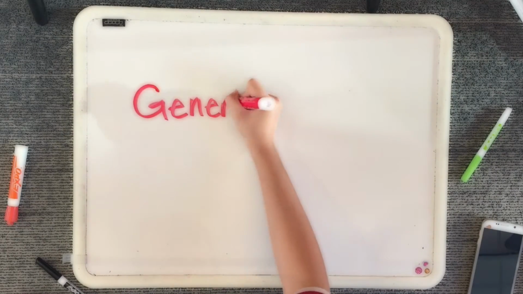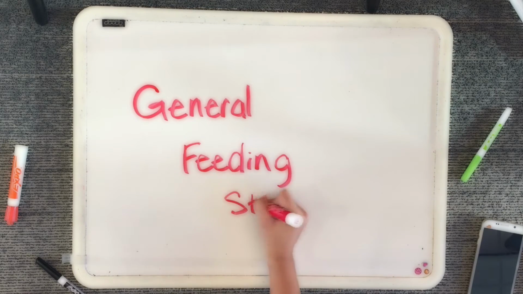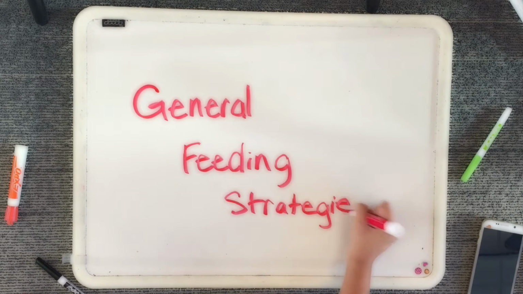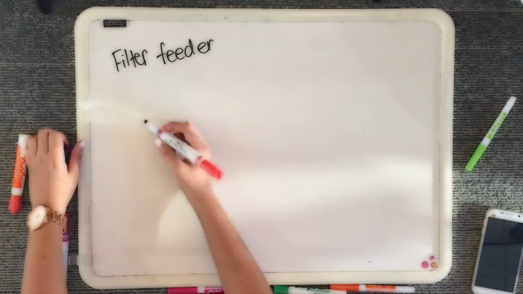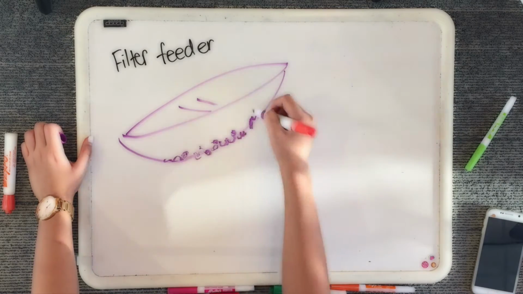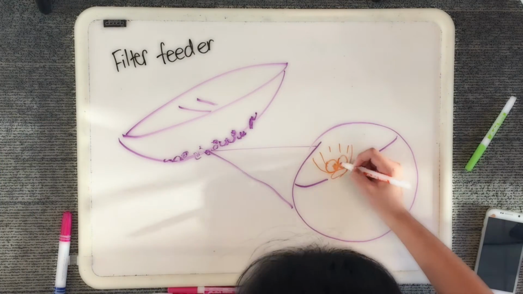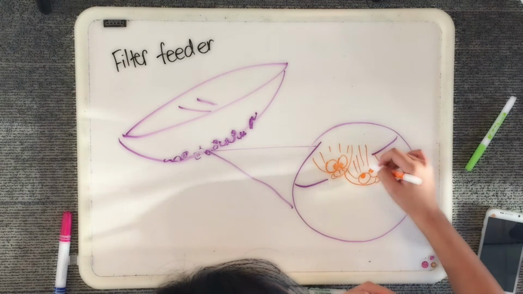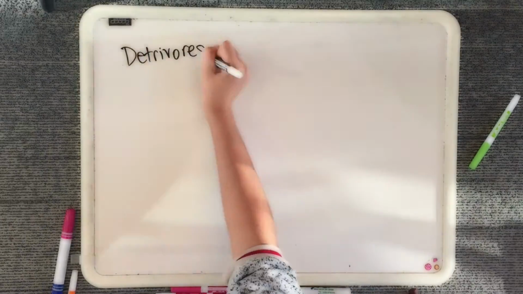General feeding strategies. Arthropods are heterotrophs. However, with the numerous species of arthropods, there are varying modes of nutrition. Some arthropods are filter feeders. For example, copepods and smaller shrimp that feed on plankton and suspended materials by rhythmically using setae to draw in food sources to filter and transfer to their mouths.